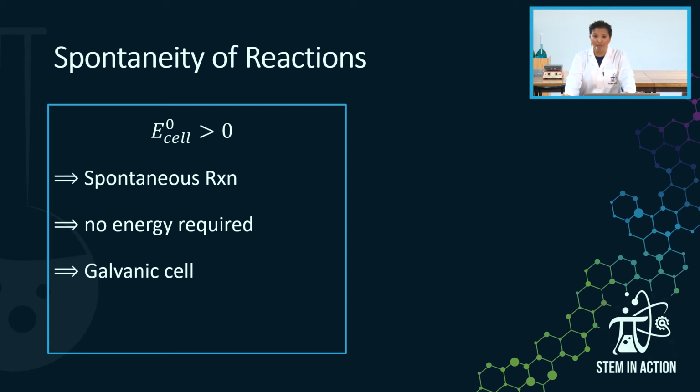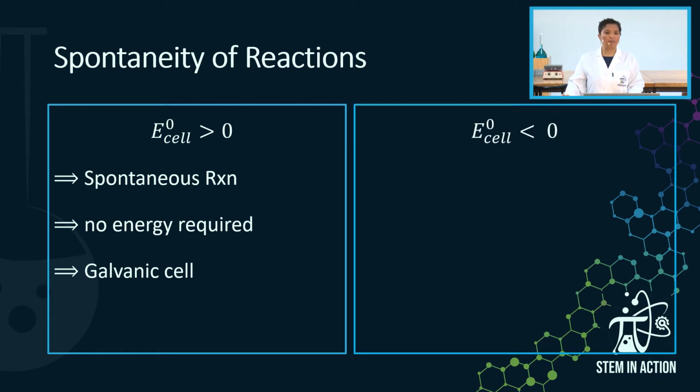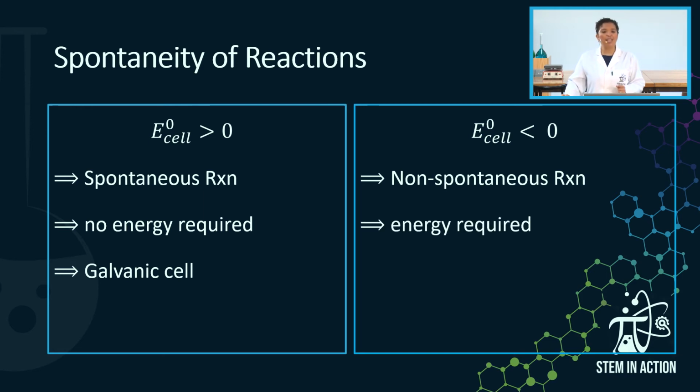And this galvanic cell that we've discussed in this part 1 of the series of electrochemistry is an example of a spontaneous reaction. When the E naught of the cell is less than 0 or negative, it indicates a non-spontaneous reaction, which means that we actually need energy for that reaction to take place. An example of that is our electrolytic cell, which we will cover in part 2 of electrochemistry.